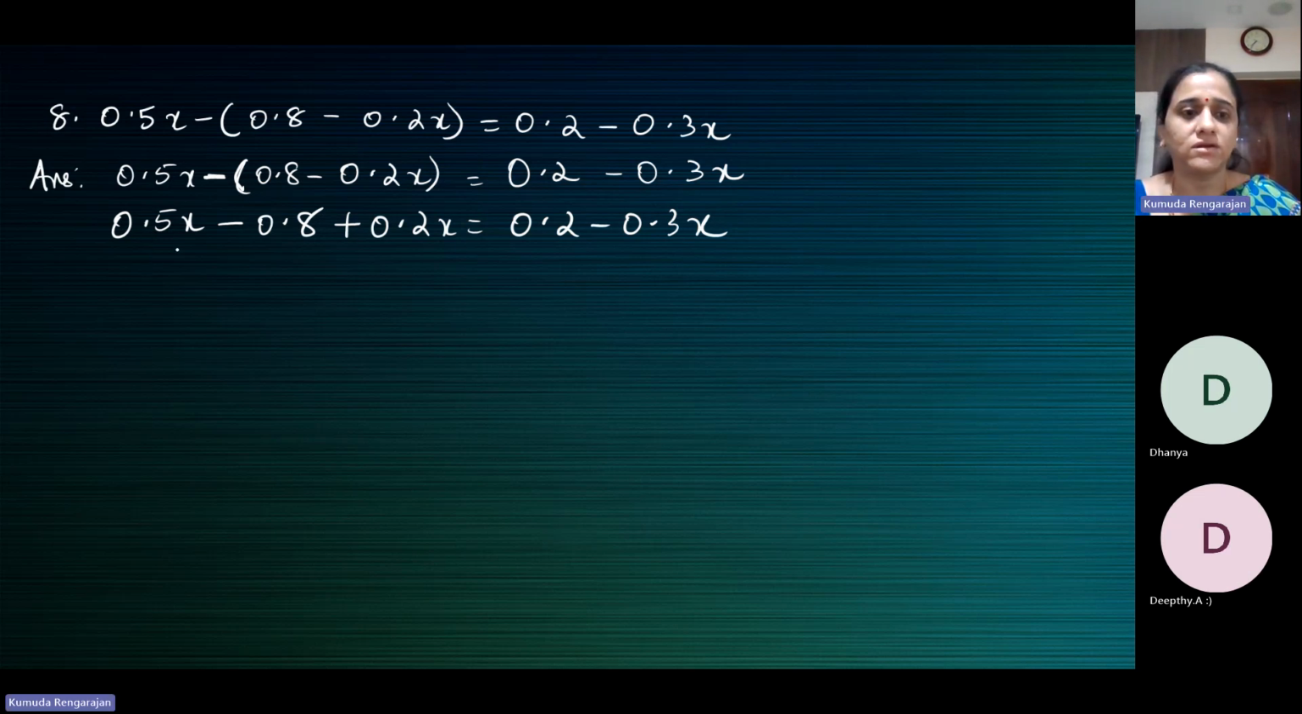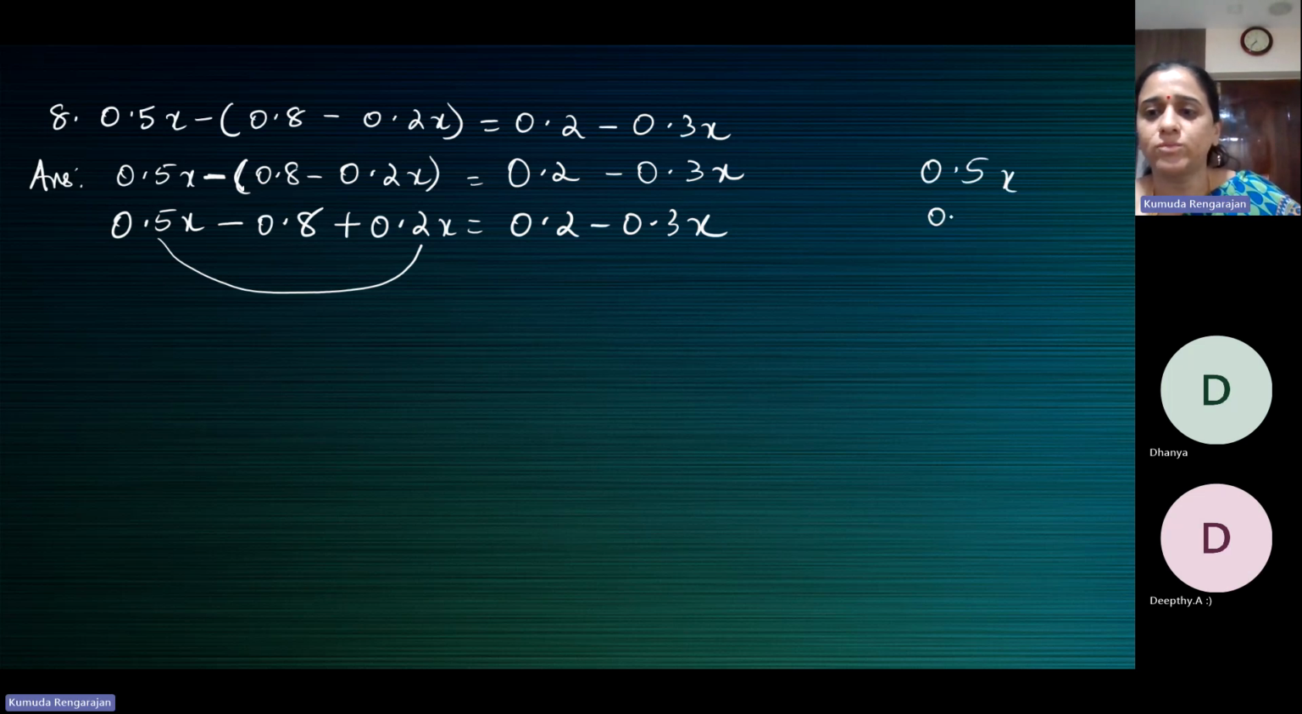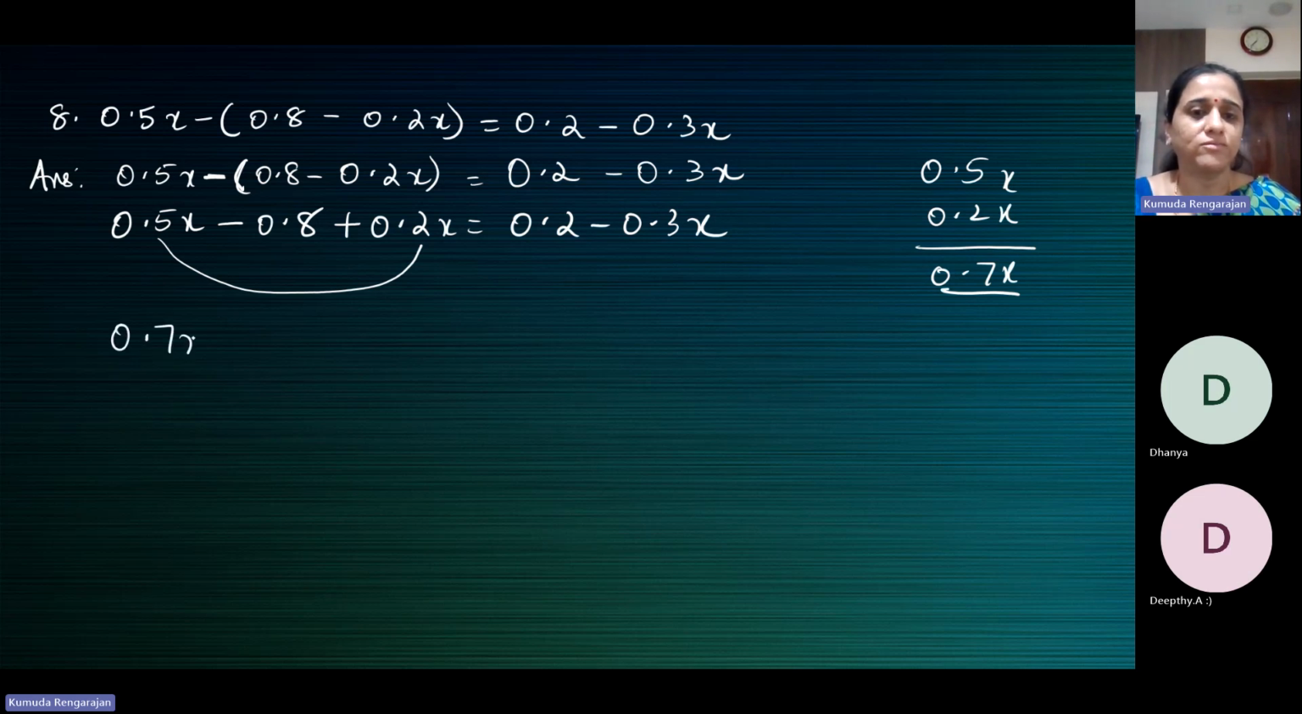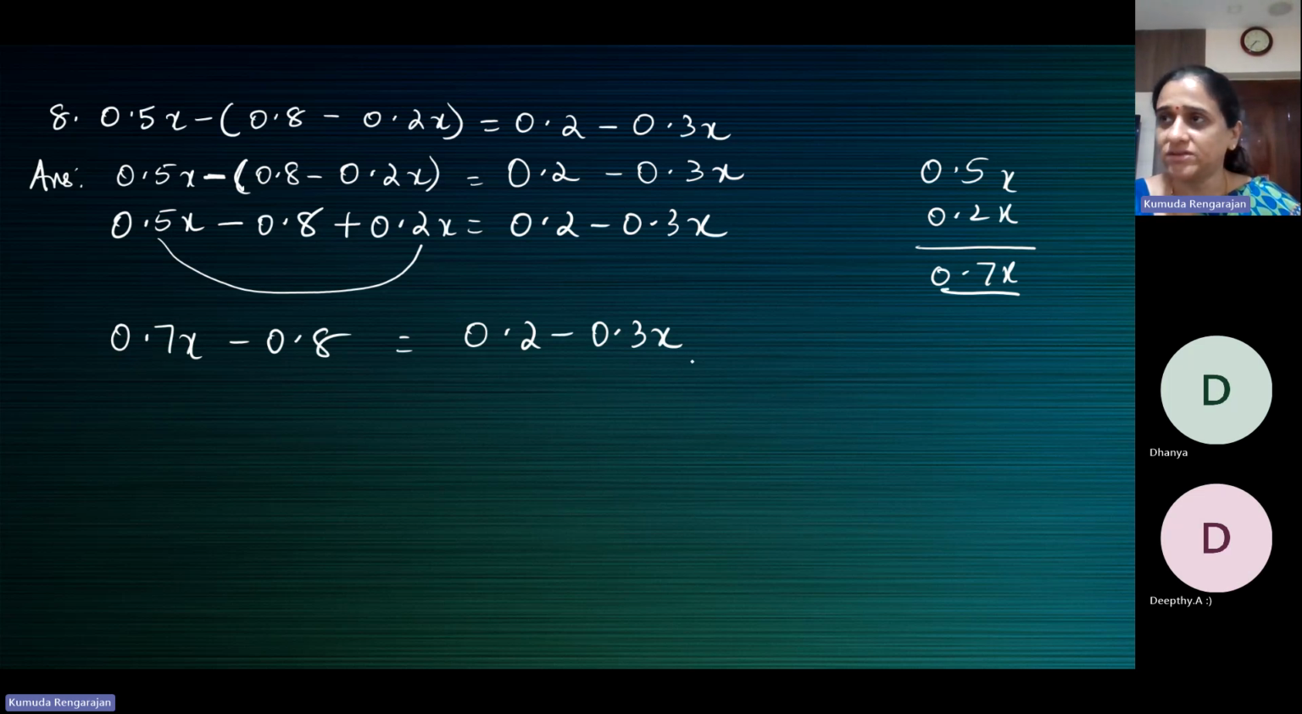Like terms, 0.5x and 0.2x. It will be 0.7x, right? 0.7x minus 0.8 is equal to, on the RHS, they're not like terms, so you cannot simplify them. This is a constant, a number, while this is 0.3x. It's an x term. So now transpose.